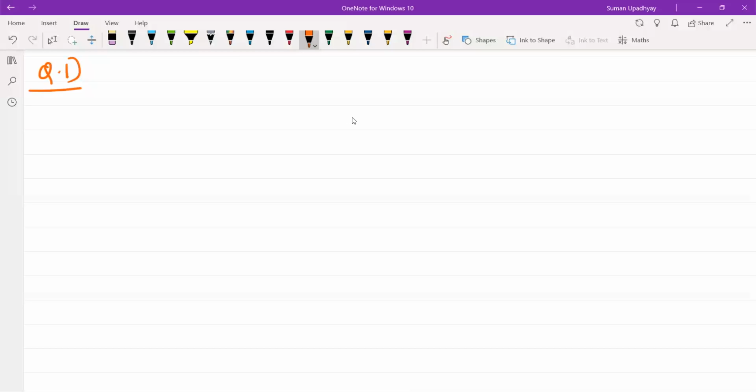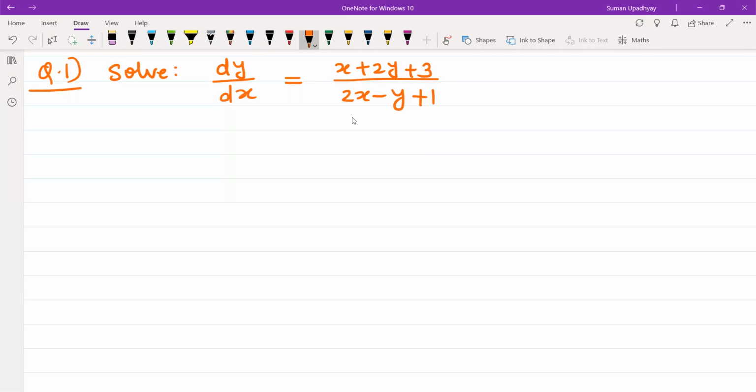So question number 1 is: solve dy by dx equals (x plus 2y plus 3) upon (2x minus y plus 1). So this is my differential equation, kids.